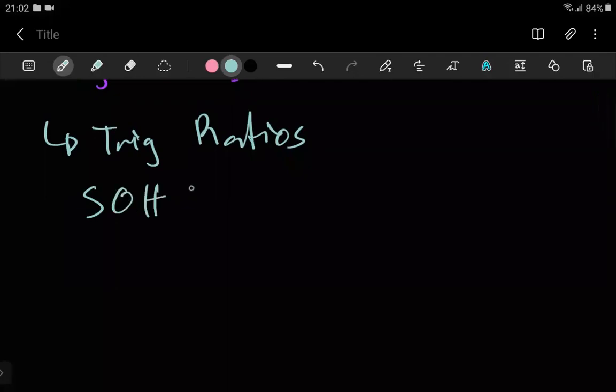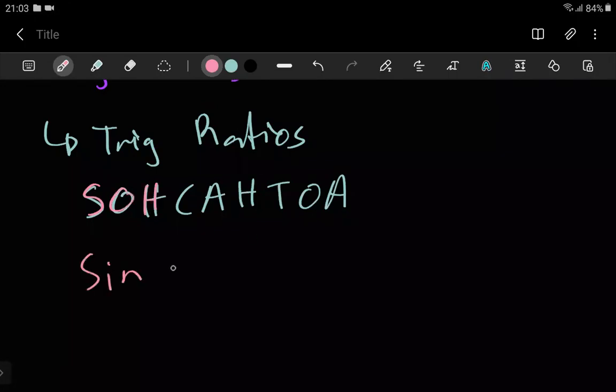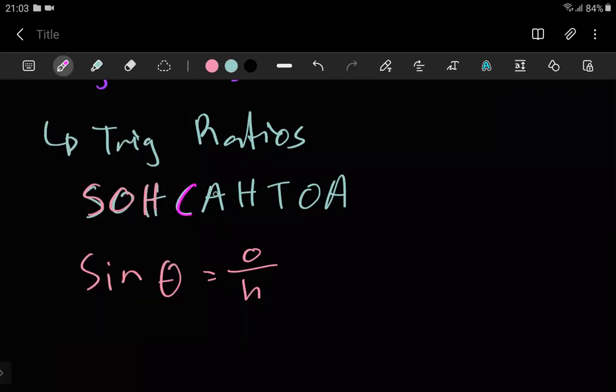SOHCAHTOA. So this is referring to, for example, the S, O and H, which refers to sine, of which the ratio for sine is opposite over hypotenuse. And then the CA refers to cos, and the ratio for cos is adjacent over hypotenuse.